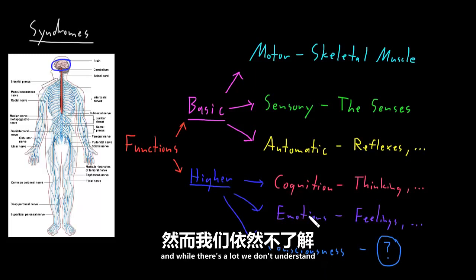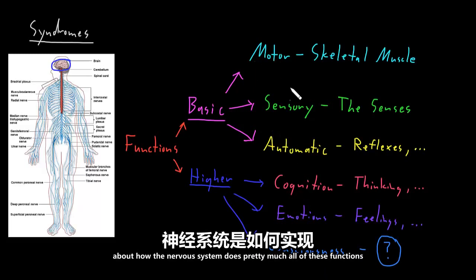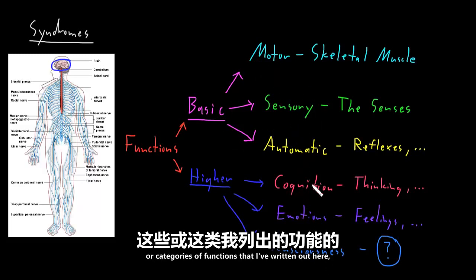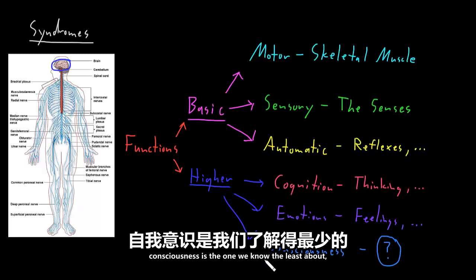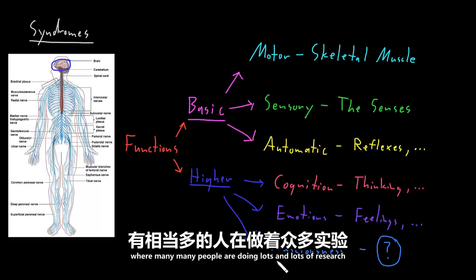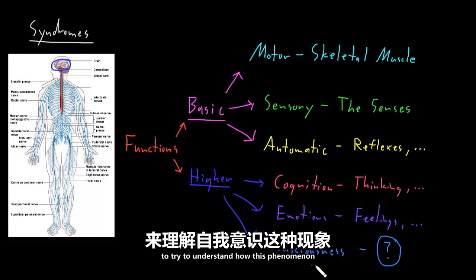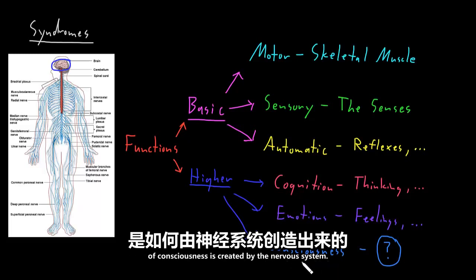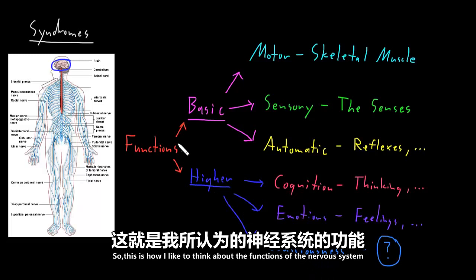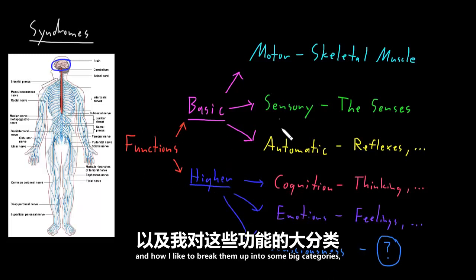And while there's a lot we don't understand about how the nervous system does pretty much all of these functions, or categories of functions that I've written out here, consciousness is the one we know the least about, where many people are doing lots and lots of research to try to understand how this phenomenon of consciousness is created by the nervous system. So this is how I like to think about the functions of the nervous system and how I like to break them up into some big categories.